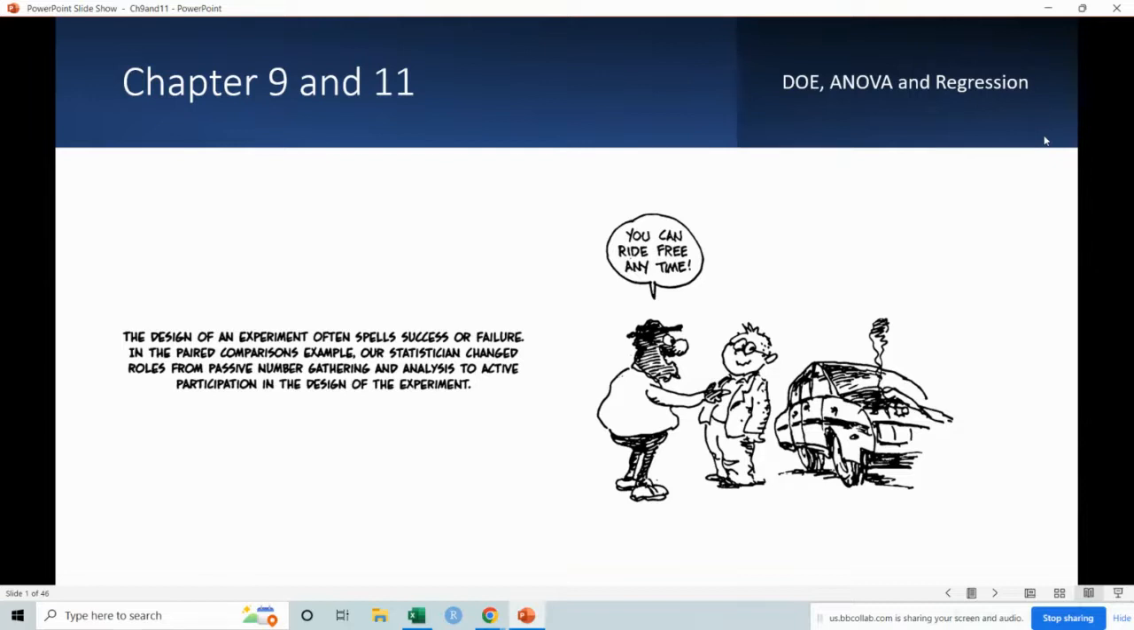So I'll get started. We'll start talking a little bit about the design of experiments because it helps with the ANOVA. The design of an experiment often spells success or failure. In the pair comparisons example, our statistician changed roles from passive number gathering and analysis to active participation in the design of the experiment.